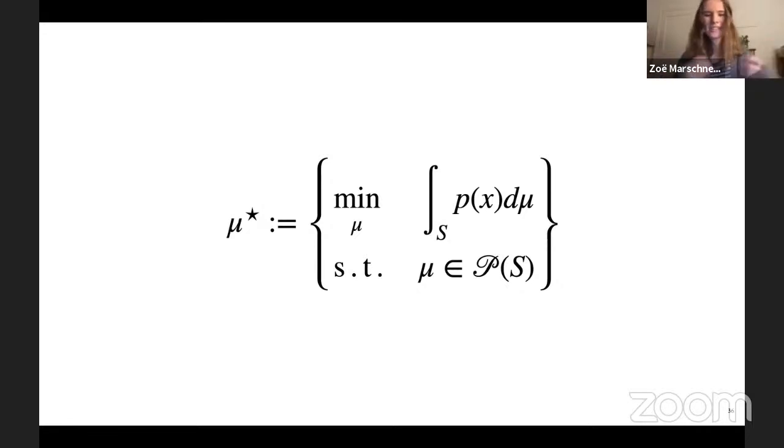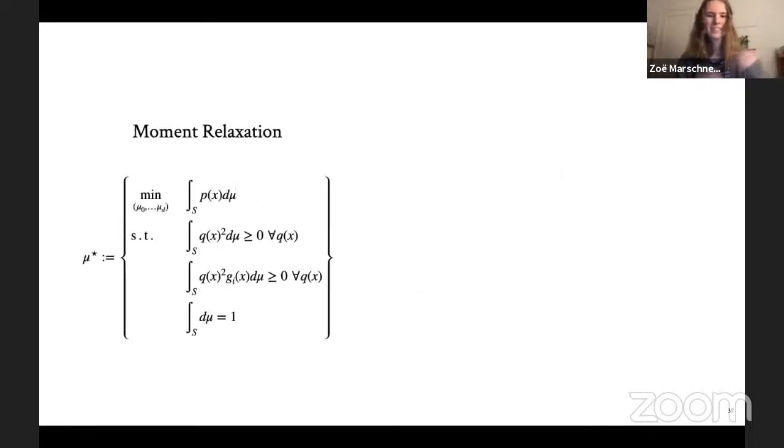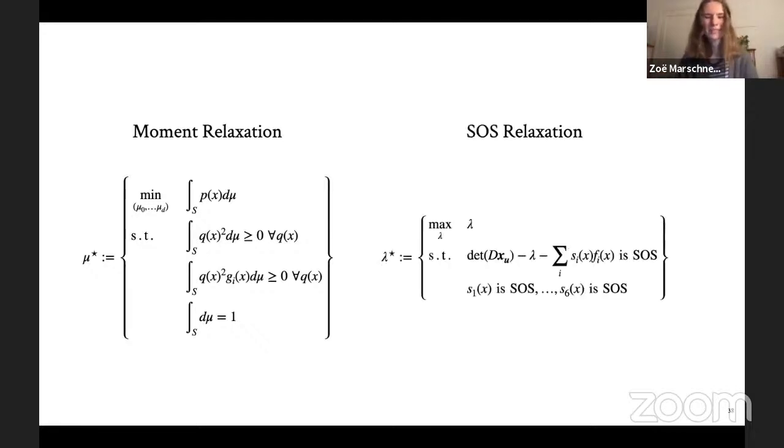However, this minimization is over the space of measures, which is not something we can actually minimize over easily. So instead, we can do something similar to the SOS relaxation, where we relax from optimizing over measures to optimizing over matrices of moments, which just represent the measure. By doing this, we can make our moment problem into an SDP problem as well. So now we also have this moment relaxation. And you might notice that I put this against the SOS relaxation. They look pretty similar, and they're in fact dual problems of each other.